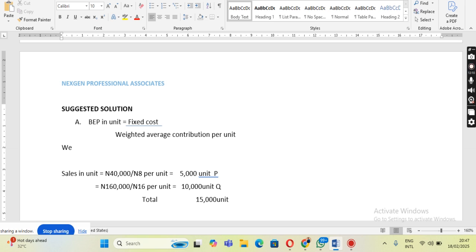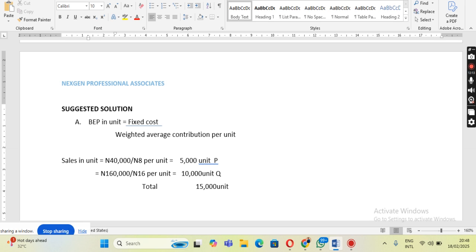Weighted average. Before we go to that, we've calculated the sales mix in units. It is 5,000 units divided by 15,000, which gives you the mix for P, and 10,000 units divided by 15,000, which gives you the percentage for Q. Now, don't forget that this formula says contribution per unit. So whatever you want to have after your mix, you multiply. You have to get contribution per unit.